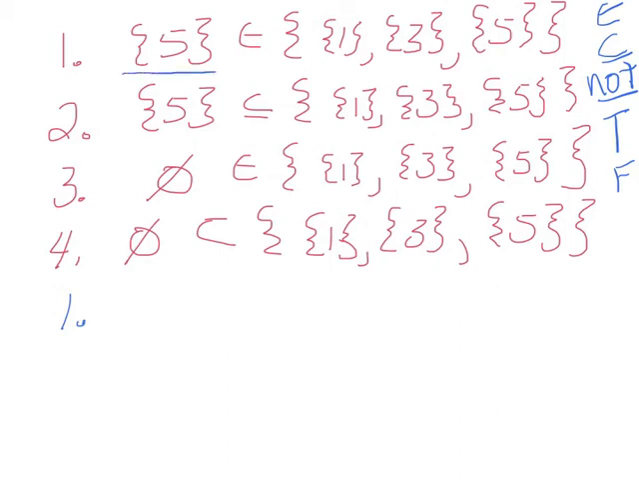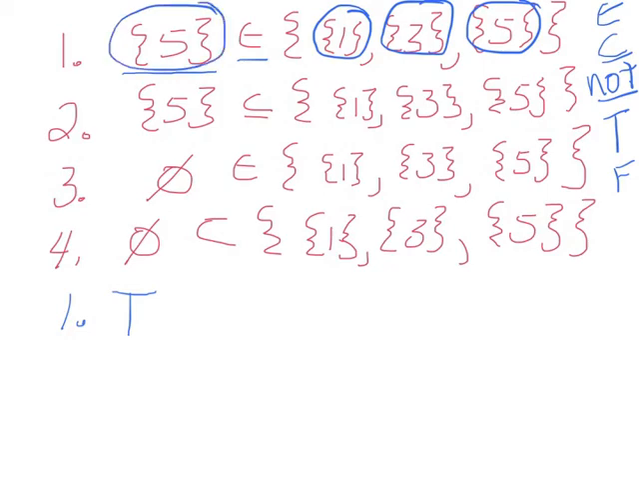So, number 1: the set containing 5 is an element of the set containing the set containing 1, the set containing 3, and the set containing 5. So what do you think? Is that true or false? Do you know why? And the answer is that one is true. Notice the elements of our set are actually sets. So we could say that the set is an element of that. It would be incorrect to say it is a subset. And that's really what number 2 is about.